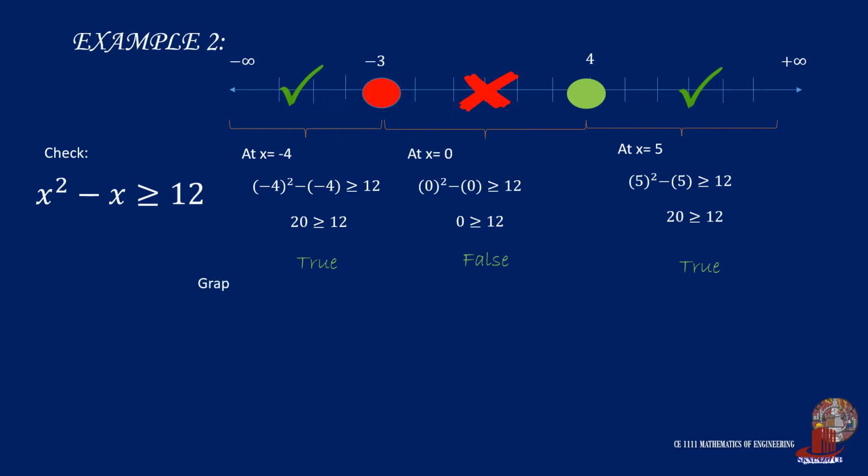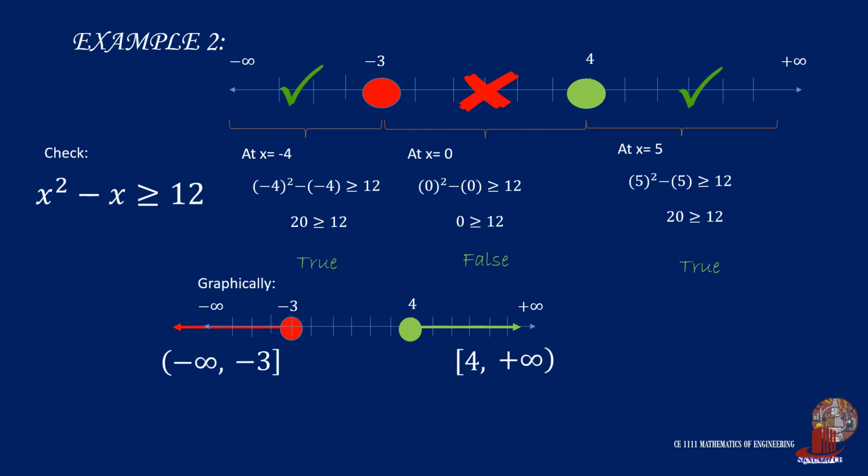So now, we can illustrate it more clearly by showing the true inequalities, one of which is between negative infinity and negative 3. The other is between 4 and positive infinity. So in interval notation, we write the two ranges as the union of negative infinity and negative 3 with 4 and positive infinity.